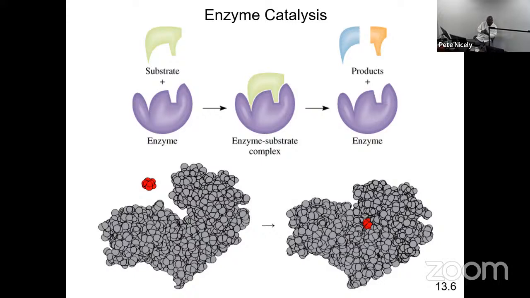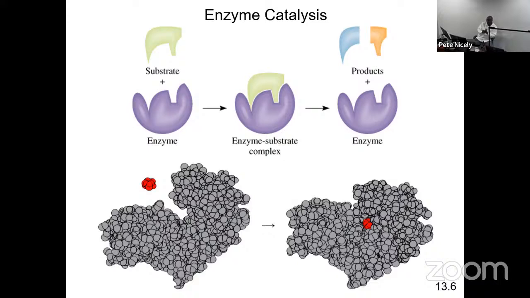So the molecule that combines with the enzyme is known as a substrate. So the substrate has to be of a particular shape in terms of its molecular structure so that it fits into the appropriate cavity of the enzyme. And then you end up with the formation of an enzyme-substrate complex.